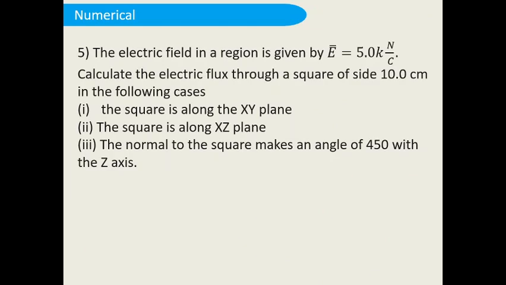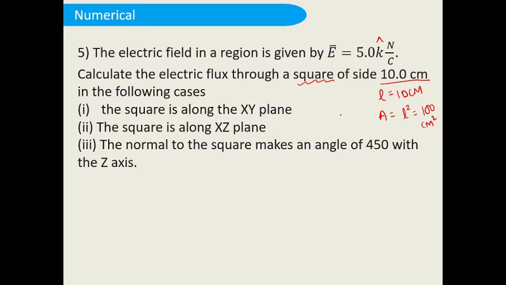The next question says the electric field in the region is given by E bar, which is 5 k cap. In ijk, the k term represents the Z axis. So the electric field is along the Z axis. Calculate the electric flux through a square of side 10 centimeter. Square means all sides are the same. What will be the area? Area is length square, that means 100 centimeter square.